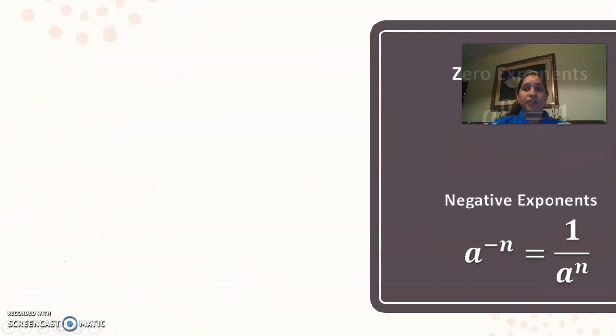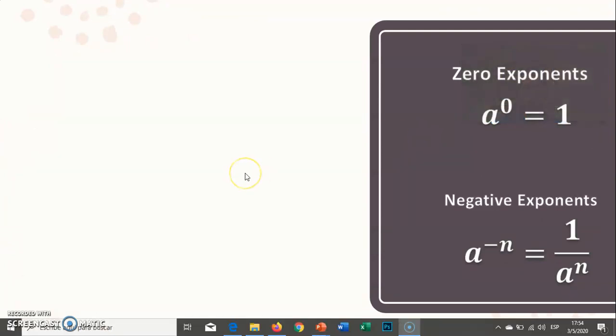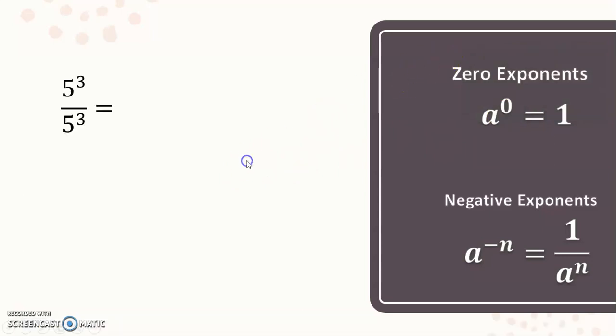Now, let's see some of these ones that involve both of them. They involve applying the zero exponents and applying the negative exponents. So, let's see in here. I have 5 raised to the power of 3 over 5 raised to the power of 3. What does this mean? One of my quotient properties tells me that when I have a fraction with the same base numbers, I'm going to subtract. So I'm going to have 5 raised to the power of 3 minus 3. I subtract my values and I'm going to have 5 raised to the power of 0.